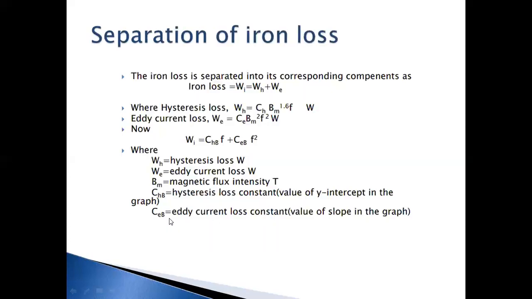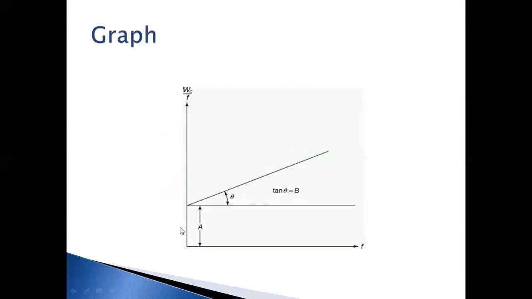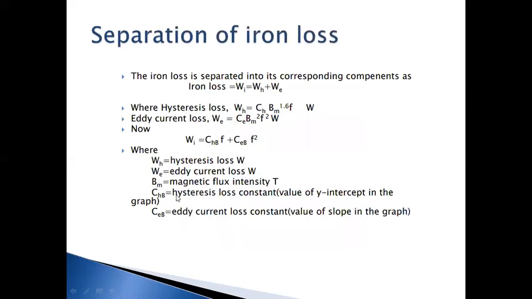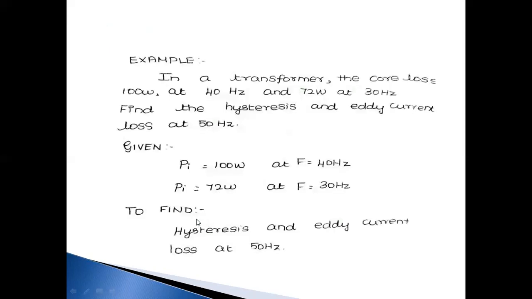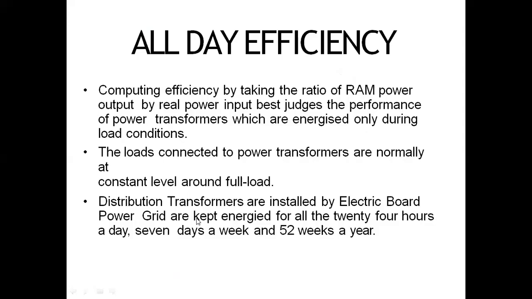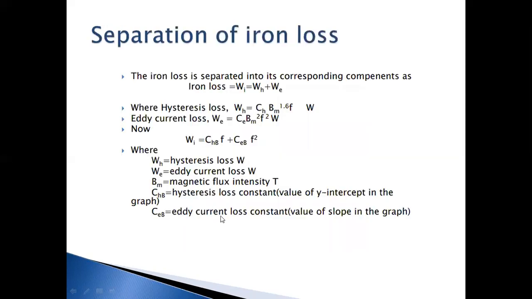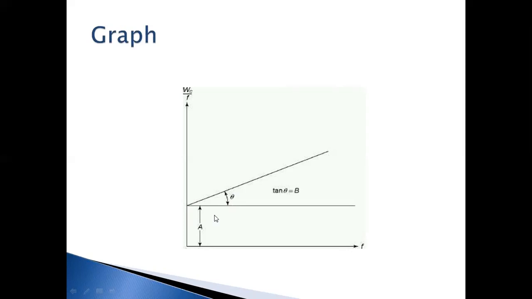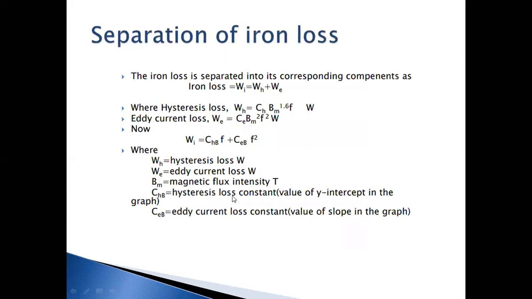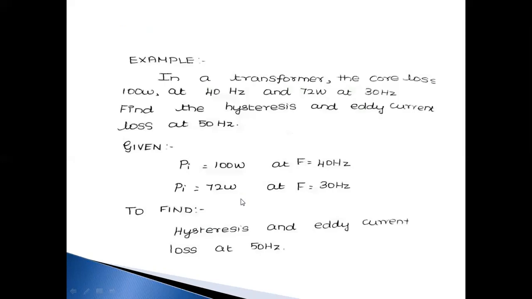the eddy current loss constant, the value of the slope. The hysteresis loss constant is the value of the y-intercept in the graph, that is A. The y-intercept A will give the hysteresis loss, and the slope will give the value of the eddy current loss. The summation of hysteresis and eddy current loss gives the iron loss that we have already seen.